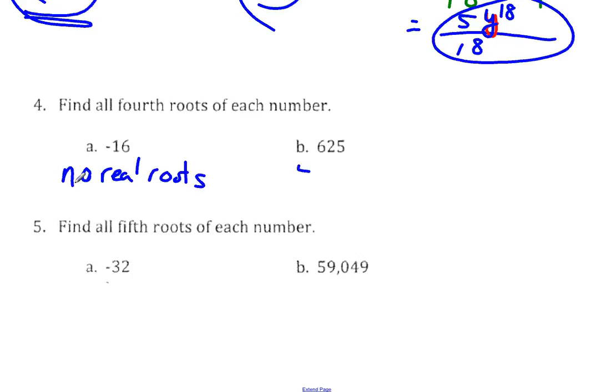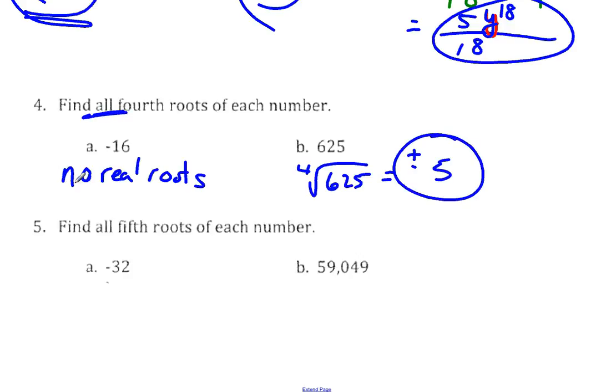4th root of 625, you can do what to the 4th of 625, 5, but since it says all of them, you need to put plus or minus. If you don't put plus or minus, you're not going to get full credit.